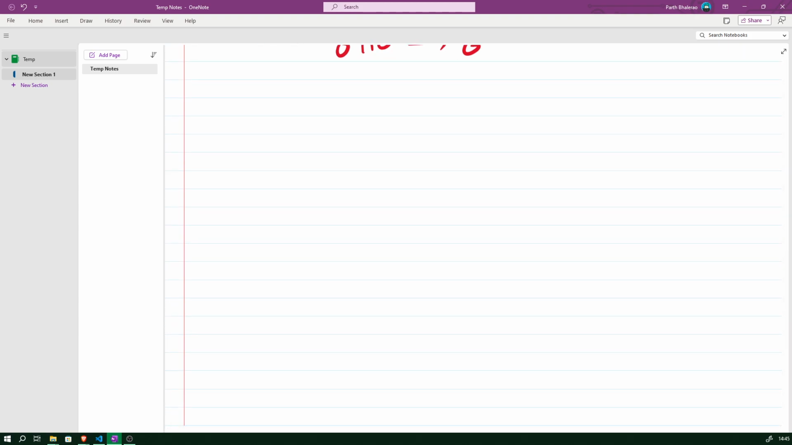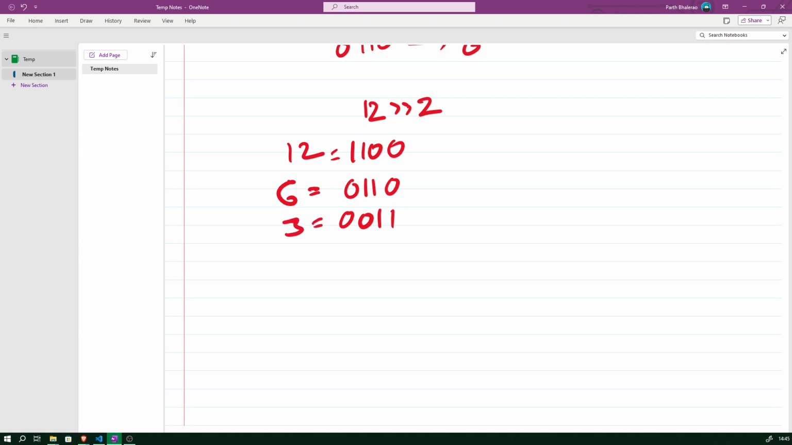But then the question arises, what if I do, let's say, 12 right shift 2? So 12 is 1100. First we will do right shift by 1, so it becomes 0110. And then again we will do right shift by 1, so it becomes 0011. So this was 12, right shift by 1 becomes 6, and then it becomes 3. So the final answer is 3.